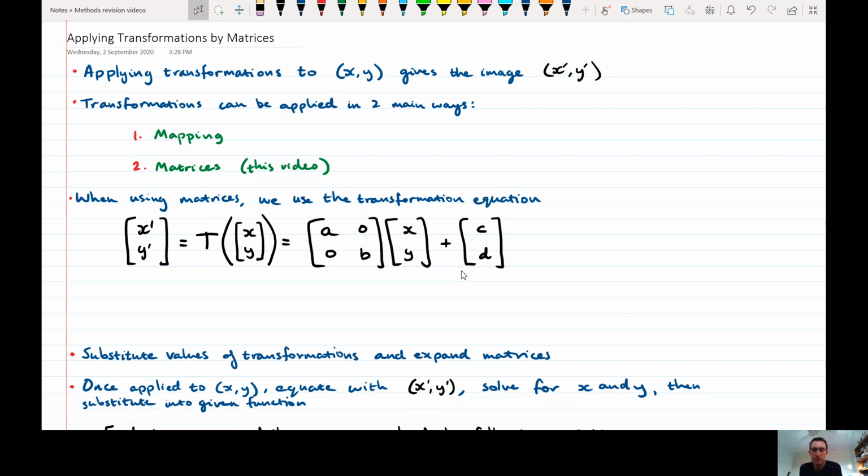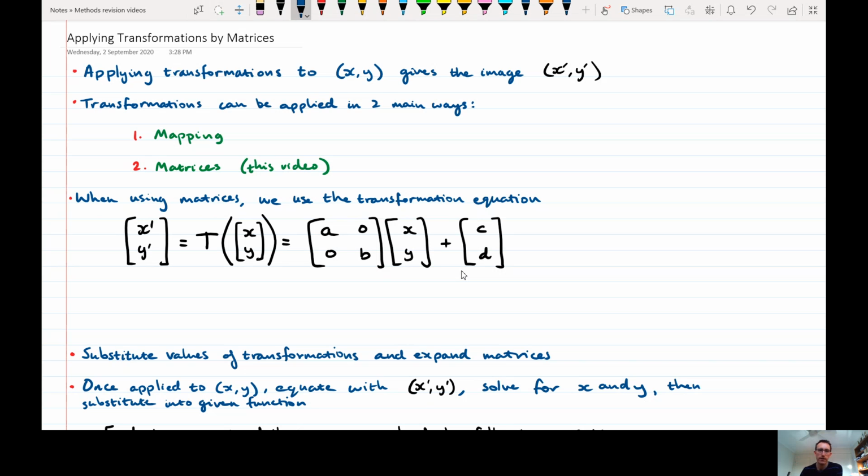Okay, in this video, we're going to look at transformations being applied through the matrix method. In another video, I've done the mapping method, so you can go look at that if you like, but the matrix method also comes up. Neither is really much more difficult or simple than the other. They're just different ways of thinking, but they both do the same thing. The only difference is how you set the equation up to start with.